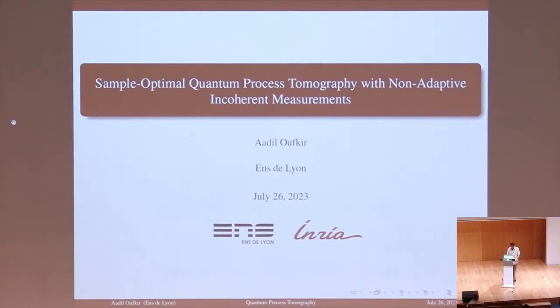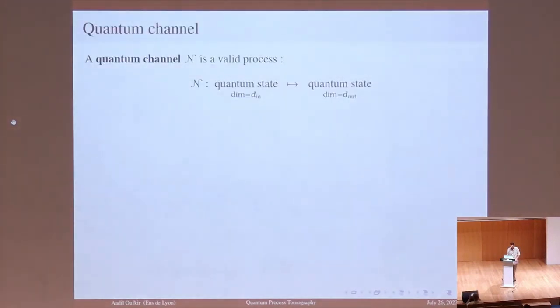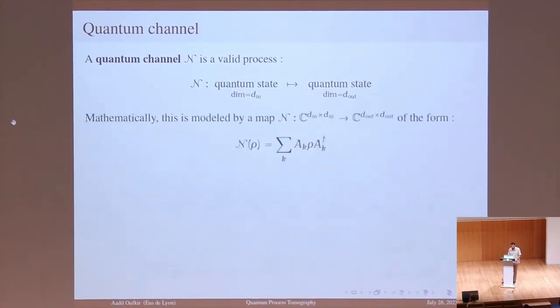And so let me start by recalling what is a quantum channel. A quantum channel is a valid physical process that sends the d_in-dimensional quantum states to the d_out-dimensional quantum states. Mathematically, this is modeled by a linear map N of the following form, where the Kraus operators A_k should satisfy this normalization identity. As such, N is trace preserving and completely positive.